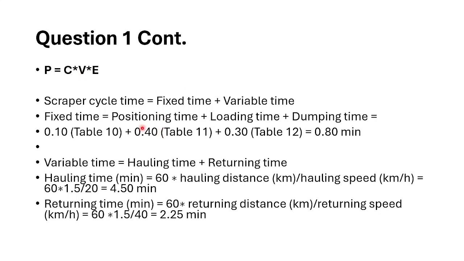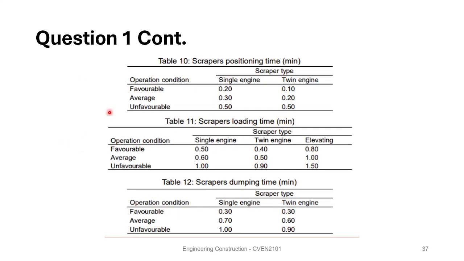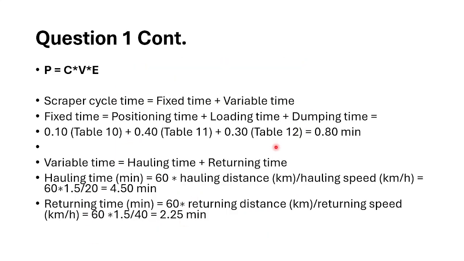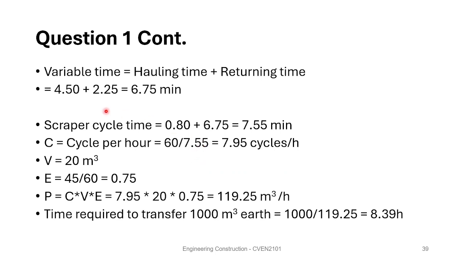The fixed time for a scraper, the positioning, loading, and dumping time, all comes from a table. So it comes from this table over here, and you just need to match it, essentially. And the variable time would be the hauling time plus the returning time. So it's just another speed and distance calculation. It's very simple, and that becomes your variable time. Once you can calculate the production rate, you can find how long it takes to do, say, a certain amount of soil.